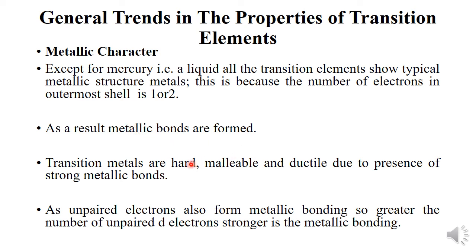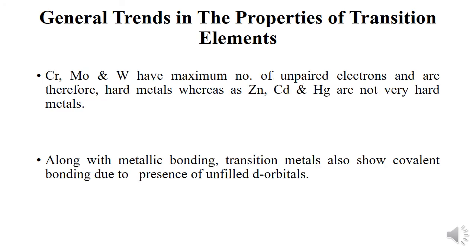And due to the presence of these strong metallic bonds, the transition metals are hard, malleable and ductile. That is, they show the typical metallic characteristics: they are harder in nature, malleable, ductile, and good conductors of heat and electricity and so on. As the unpaired electrons also form metallic bonding, so greater the number of unpaired d electrons, stronger is the metallic bonding in this case.